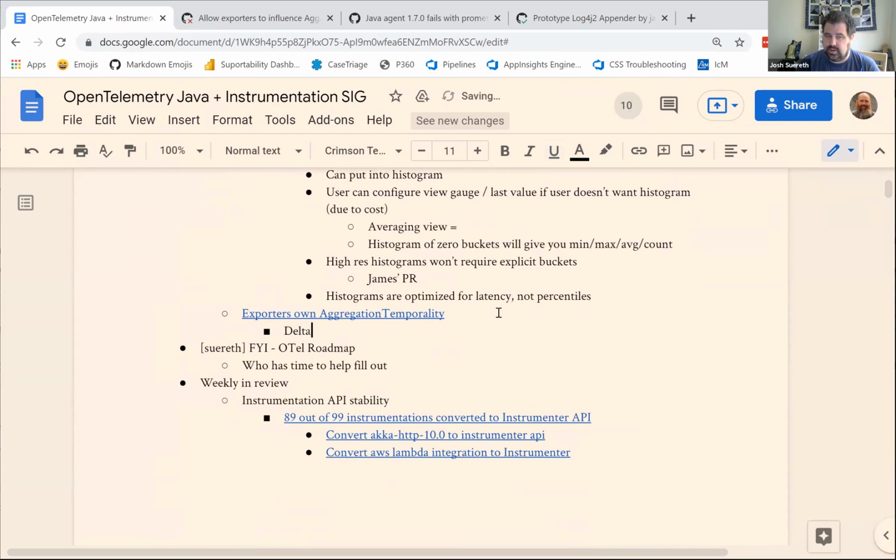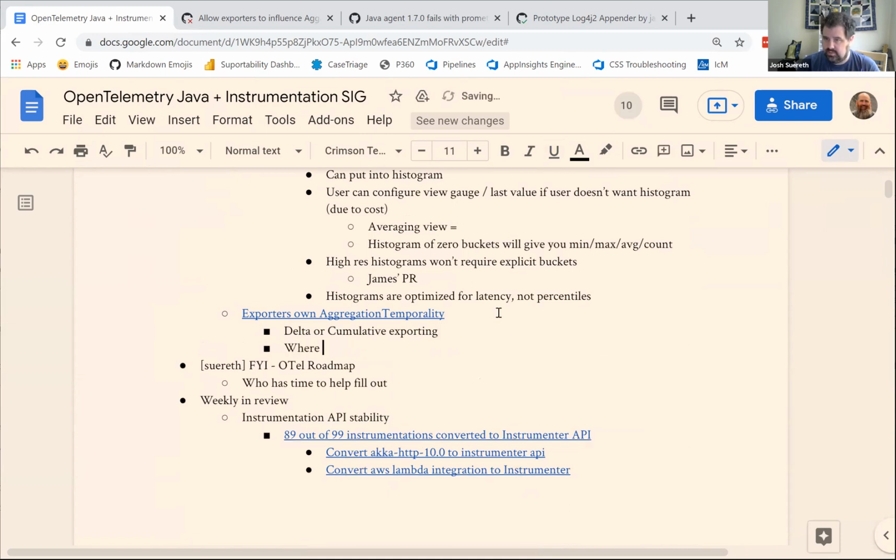It's a much bigger PR than I really wanted it to be, but there was a lot to untangle. I'm curious how we feel about making progress on that. There's one open question that John raised around where should flexibility live for delta versus cumulative, right?